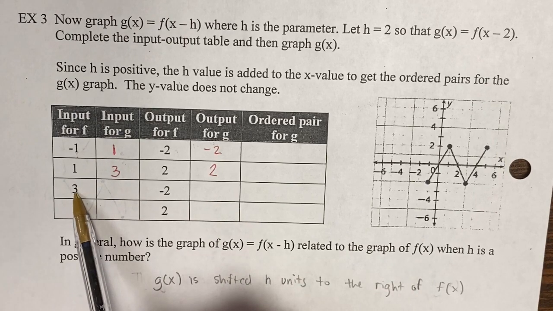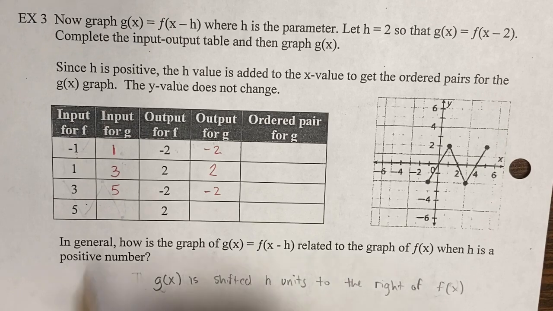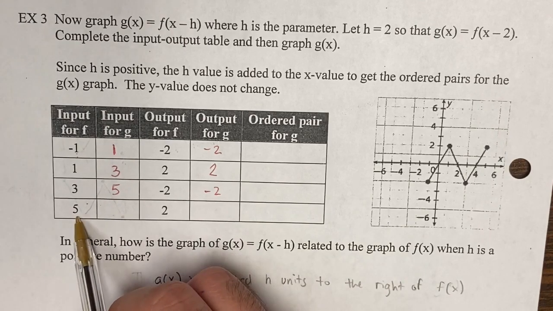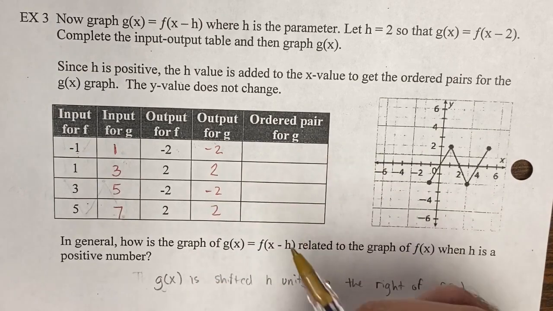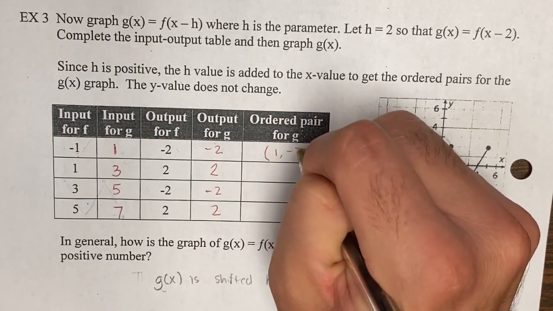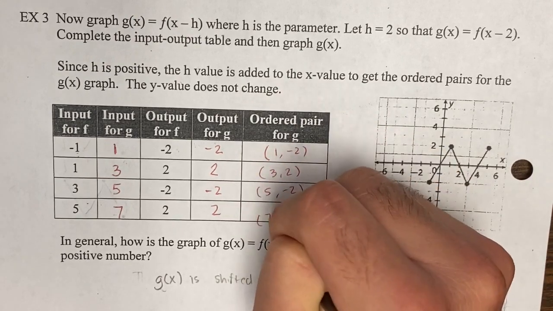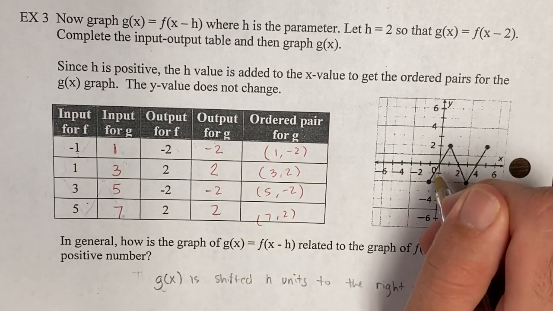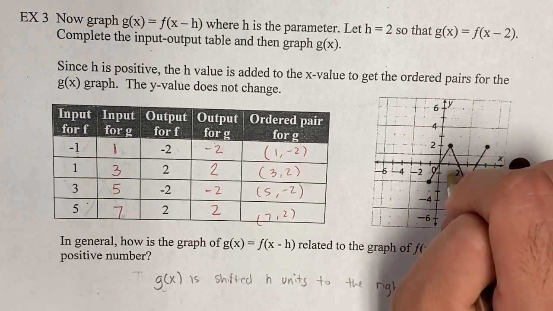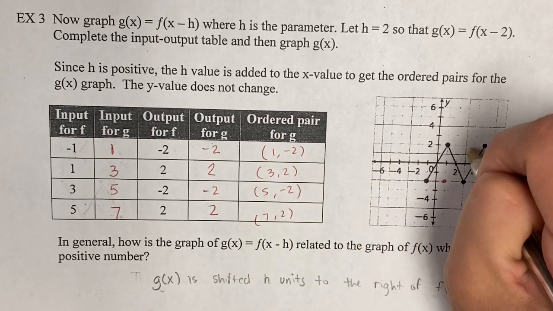Okay, if the input of f is 3, the input for g is 5. And the output remains -2. All right? If the input for f is 5, the input for g is 7, and the output remains -2. So if I write all the ordered pairs for g, this is what I'm left with. And then if I graph that, 1, -2, 1, -2. There. 3, -2.